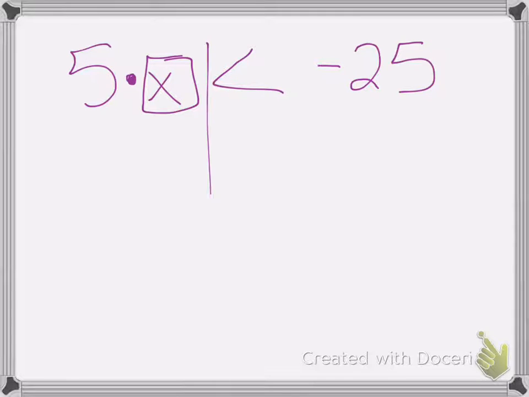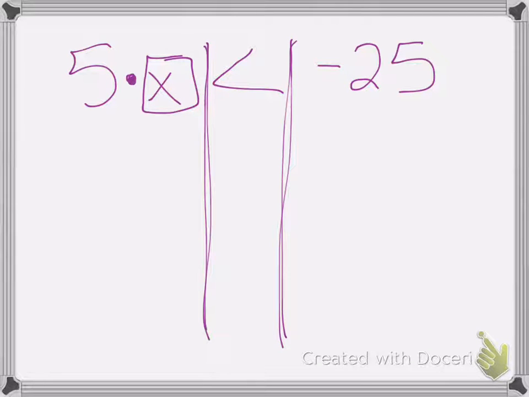Alright, so I have already set up my question. In your setup, you want to box your variable so you know which side you need to get rid of your numbers. I've got x on the left side, so I know that I have to get x all by itself. Now, in order to get rid of multiplication, I have to do the opposite operation of multiplication, and the opposite operation is division. So I'm going to divide.